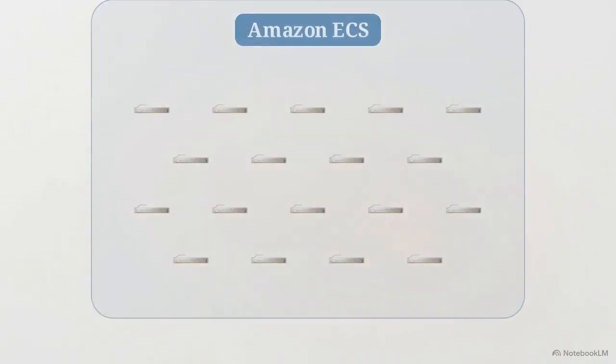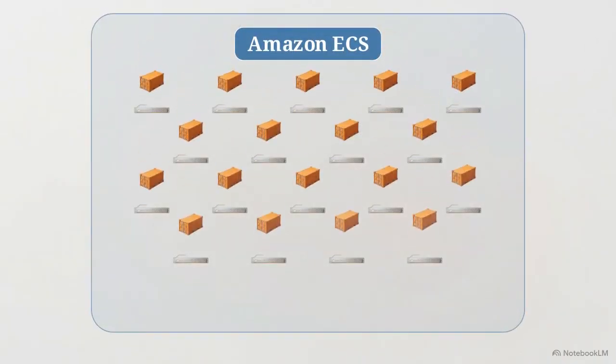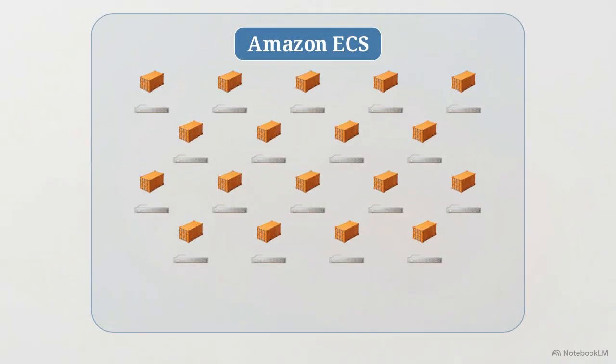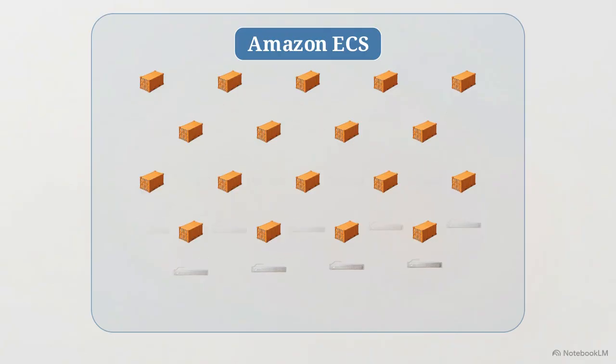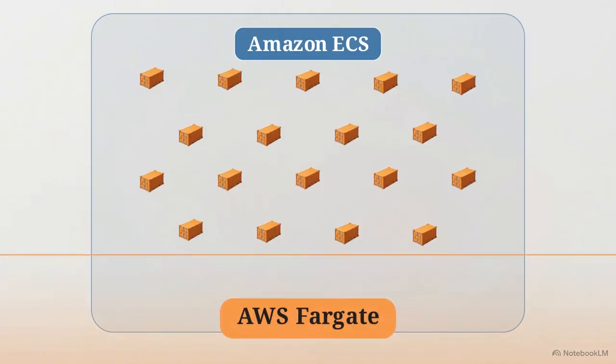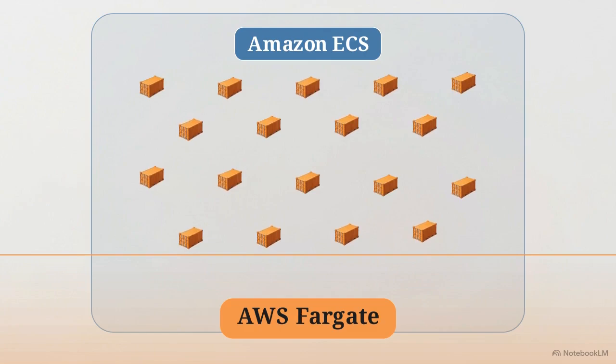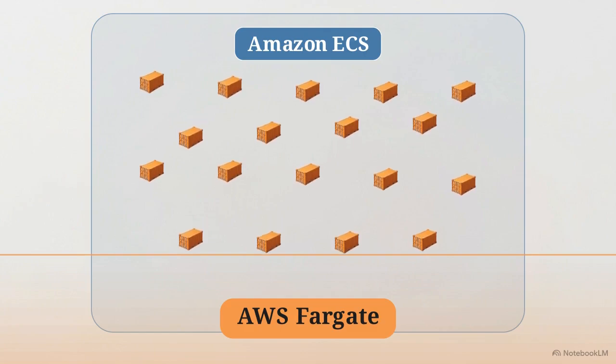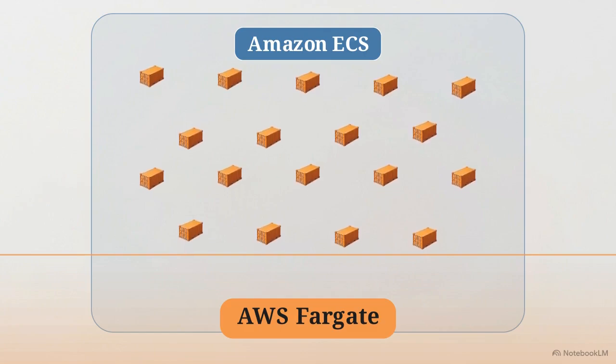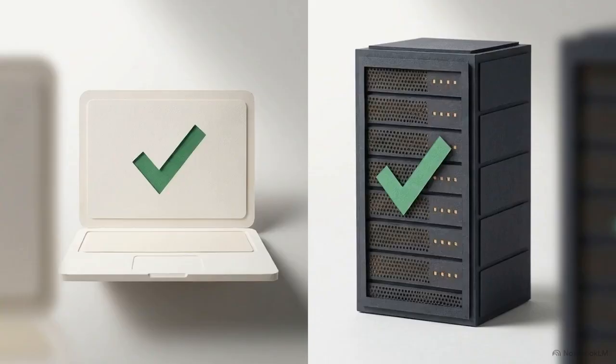To manage these containers at scale, AWS developed Amazon Elastic Container Service, or ECS. This is the native management layer for running Docker containers across a fleet of EC2 instances. If you need to run those same containers without provisioning or managing the underlying EC2 instances, you use AWS Fargate. Fargate operates as a serverless compute engine specifically built for containers. Containers abstract the operating system, ensuring that code behaves predictably from a local environment to production scale.